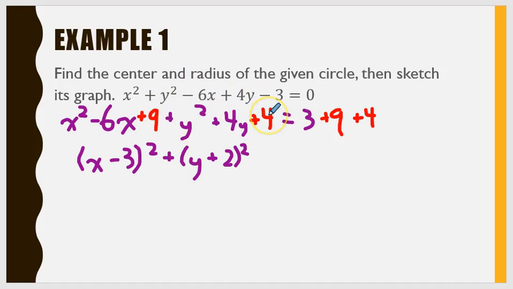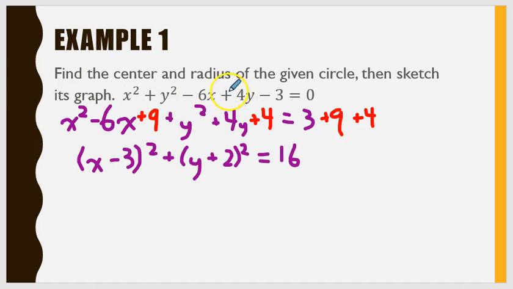So we had to add these numbers into the expression, into this equation, so that these would factor down nicely. But to balance that out, we also had to add the numbers onto the other side of the equation. Otherwise, it wouldn't be balanced anymore. So I have 3 plus 9 is 12, and 12 plus 4 is 16. So this now matches the standard form of the circle that we had on the last slide.